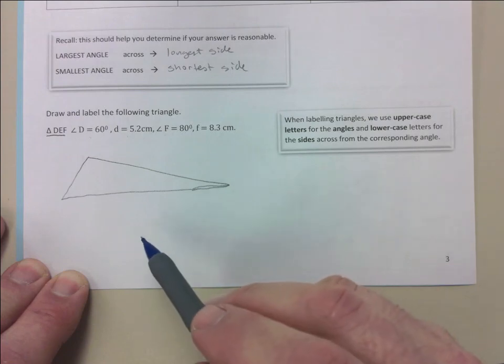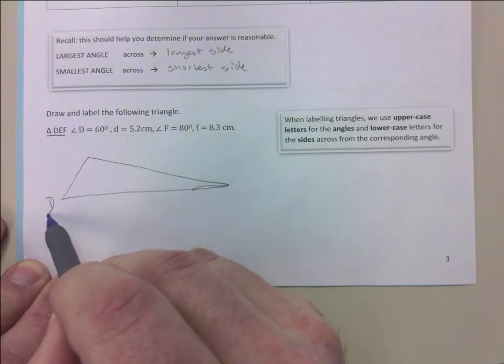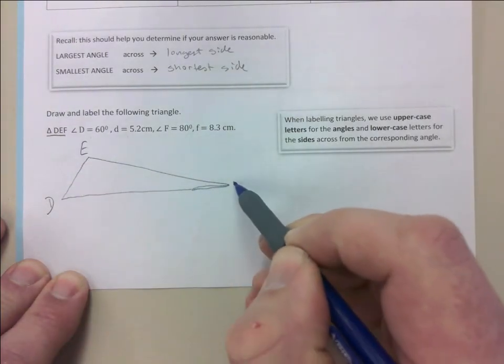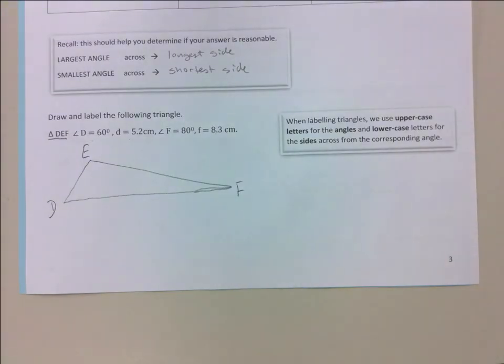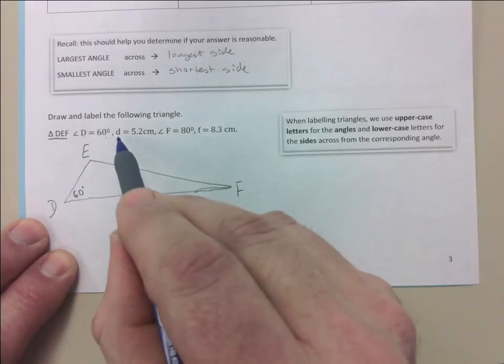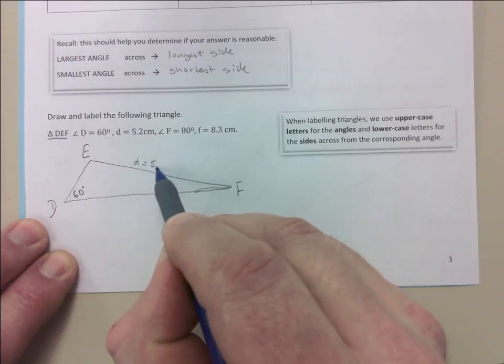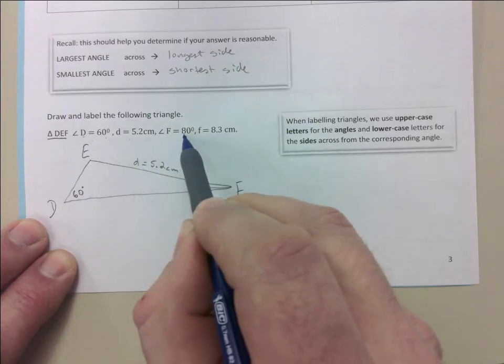And then start anywhere you want and go clockwise. Start anywhere you want. So I'm going to start with angle D. I'm going to go D, E, F. Mr. Dixon, what if I forget what clockwise is? What if I go counterclockwise? The good news is you'll still be okay. It won't affect the way you do things as long as you label everything consistently after that. So angle D is 60 degrees, so you put the 60 in here. Side D is 5.2 centimeters. So make sure these are across from each other. Angle F is 80 degrees.